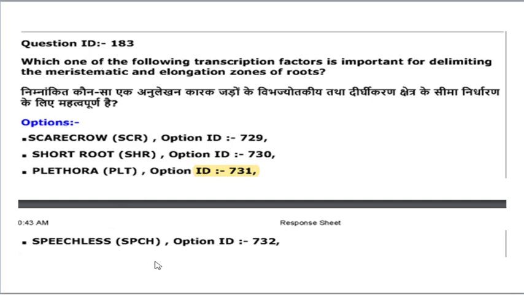Next, the SPEECHLESS gene, this particular transcription factor is involved in stomatal development.